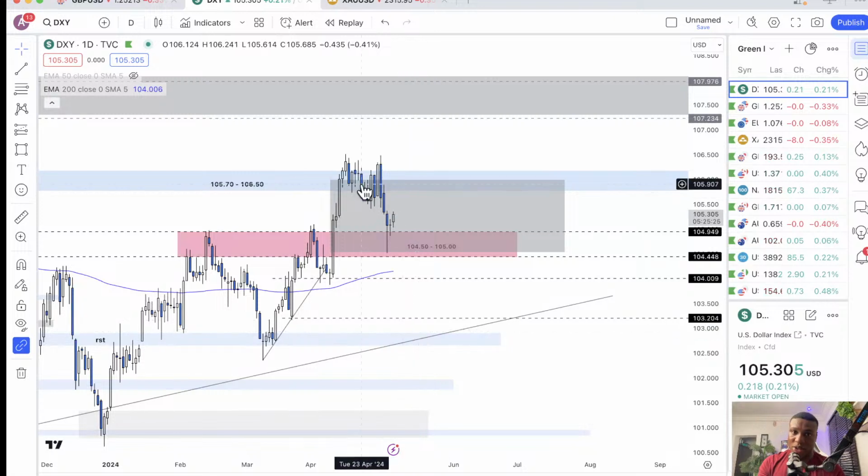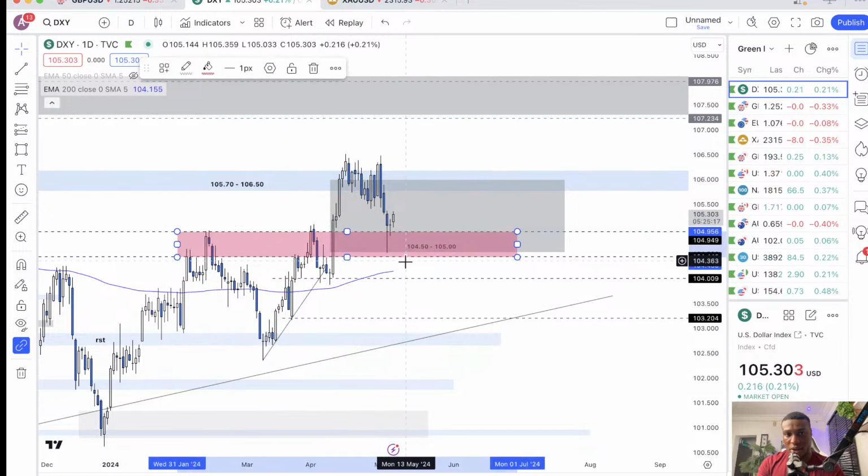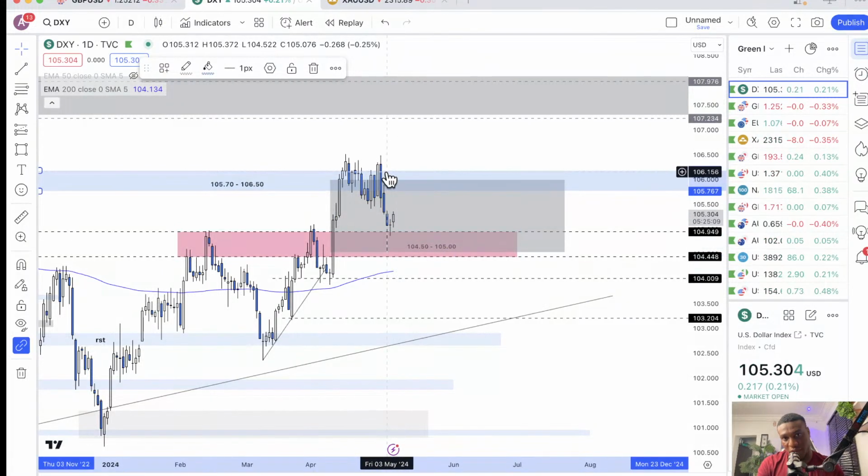So for now, yes, the dollar is declining, but obviously we have to see a sustained break below this significant level before we can start to trade or sell the dollar across other pairs. And if we have a break above this significant resistance level as well, then that is going to give us a strong indication to go long on the dollar across major pairs as well.